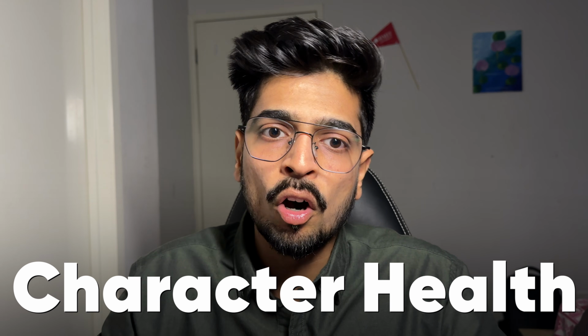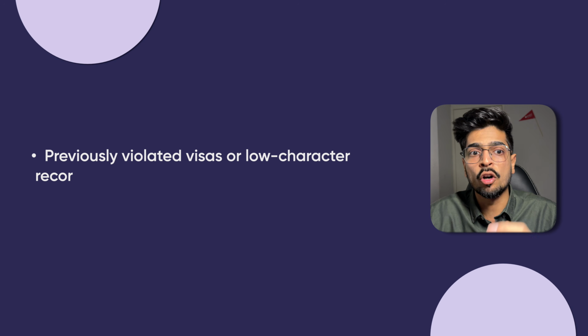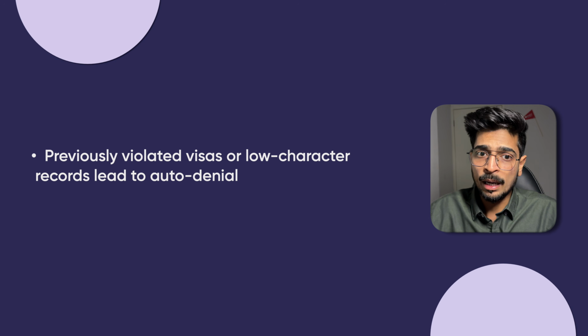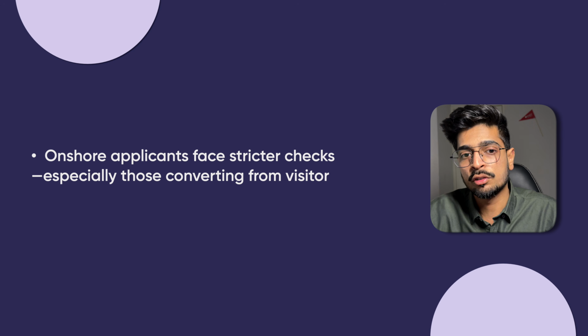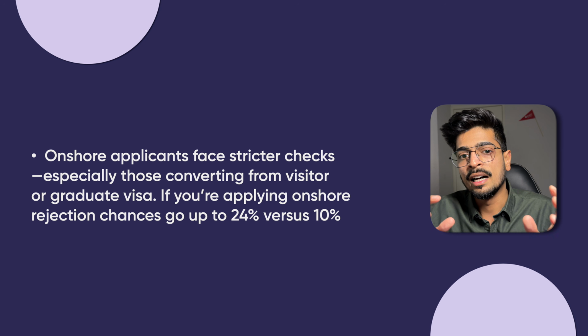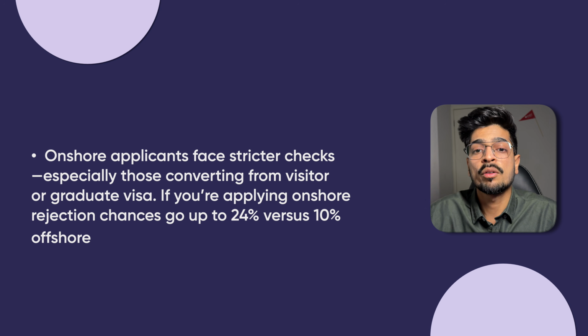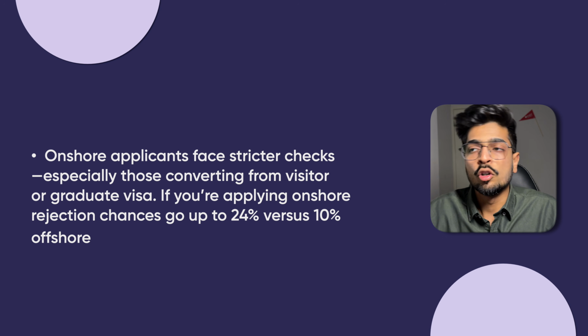Well, the next mistake is past visa history, character, health, or onshore fraud as well. Yes, this is a reason, let me tell you. Previously violated visas or low character records lead to auto denial. Yes, there's an auto grant, but there's also auto denial. So the system just denies you for some of these reasons. And onshore applicants face stricter checks, especially those converting from visitor to graduate visas, obviously they will have problems. And if you're applying onshore, rejection chances go up to 24% versus 10% offshore. So you need to keep this in mind. Even if you're onshore and you're getting rejected, this could be a reason.